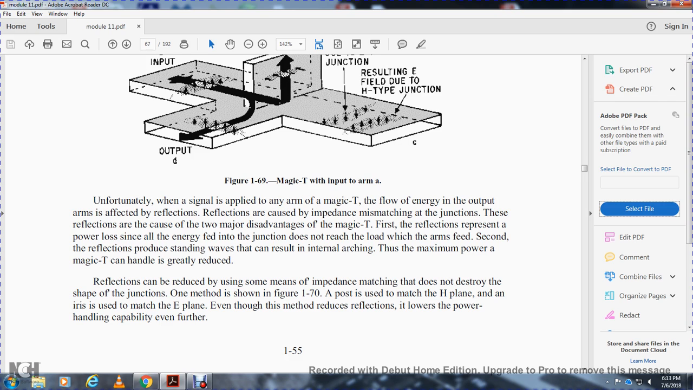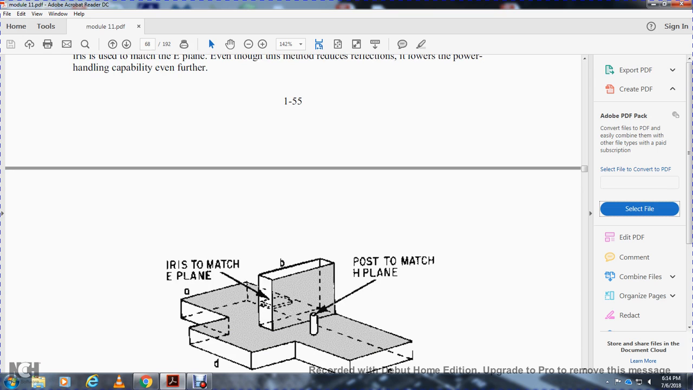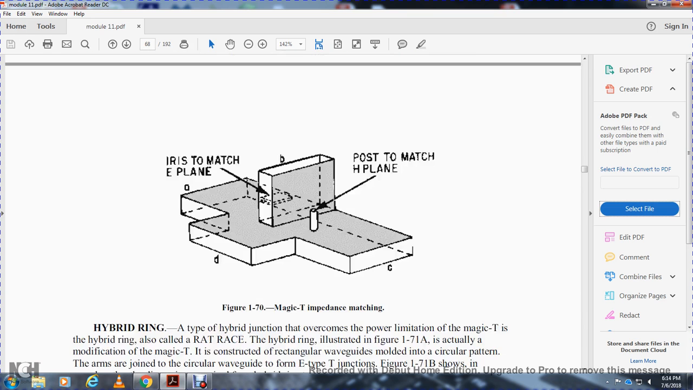Reflection can be reduced by using some means of impedance matching that does not destroy the shape of the junction. One of the matches is shown in Figure 170: a post to match the H plane, and an iris to match the E plane. Even though these methods reduce the reflection, they lower the power handling capability even further. The iris is in the E plane, and the post is in the H plane.